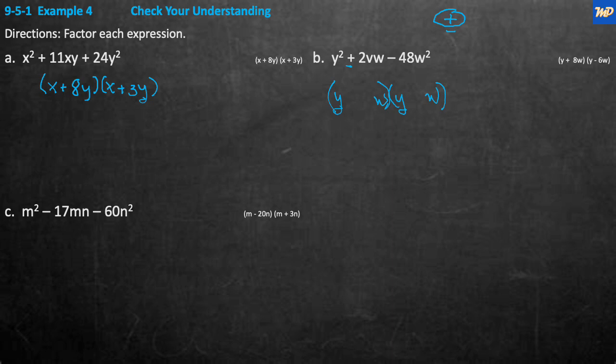Well, it's not 24 and 2, so it's not 4 and 12, but it looks to me like 6 and 8. 8 times 6 is 48. And if we want a positive 2, I'm going to say that it's a positive 8 and a negative 6.